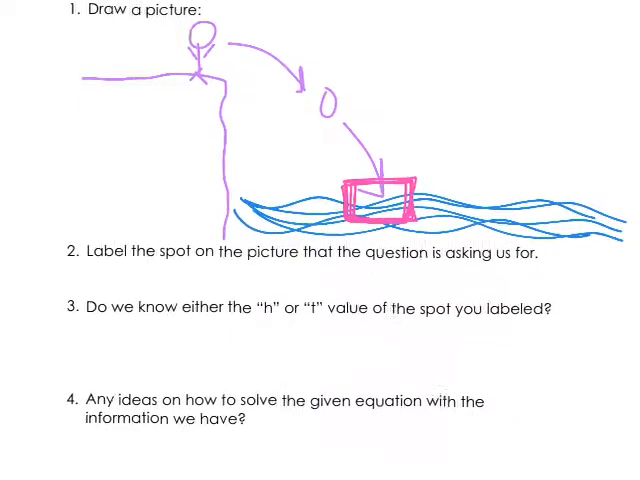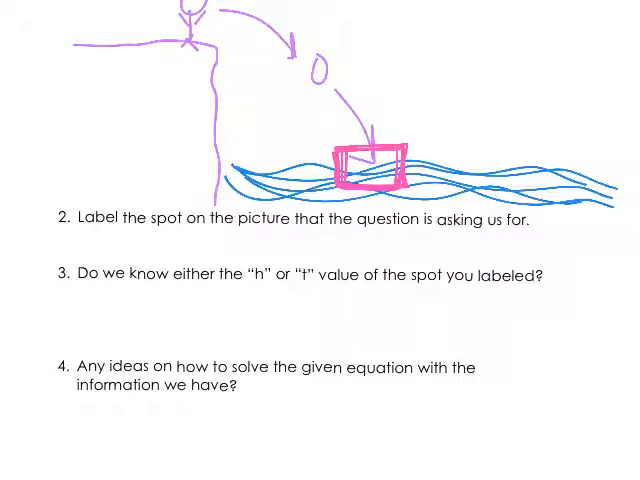Now, do we have either an H or a T value of the spot that I labeled? I say H. Does anybody else say H? Does anybody say T? Those who said H, why'd you say H? It was like finding where the rock lands, and in the equation, we're trying to find H. Good. Hey, guys, can we please pay attention?